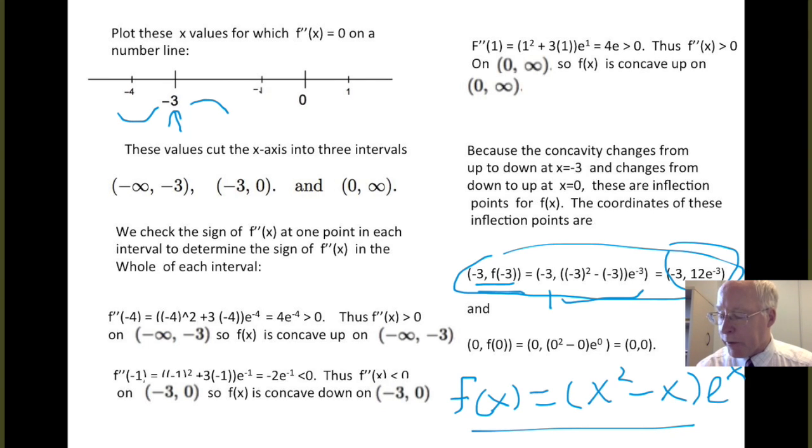The second place where the concavity changes from down to up is at 0. So 0 is a point of inflection. And the coordinates of that point on the graph are 0, f of 0. And plugging 0 into f gives a value of 0. So there's an inflection point at the origin.